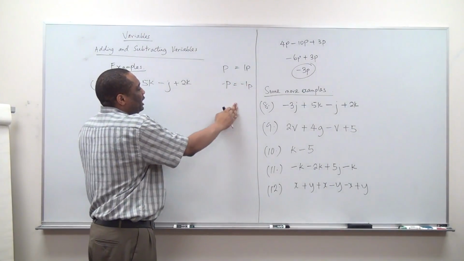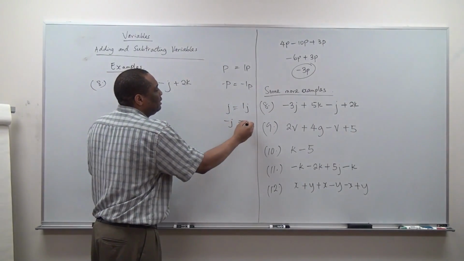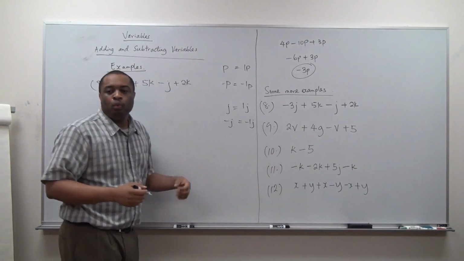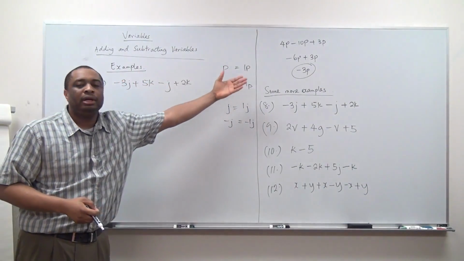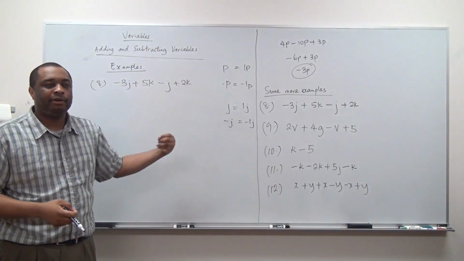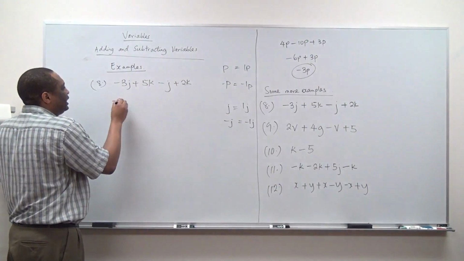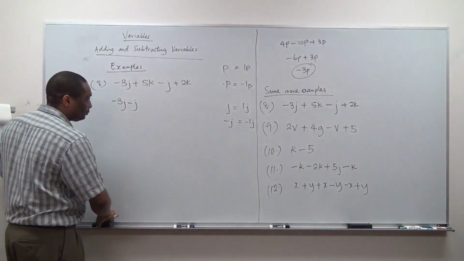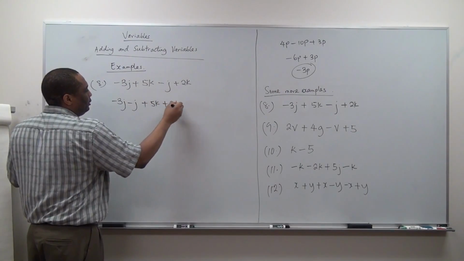If you see j, like I wrote earlier on, it means 1j. If you see negative j, it still means negative 1j. We just do not put 1 in front of it. So that's why here will be negative 3j minus j plus 5k plus 2k.